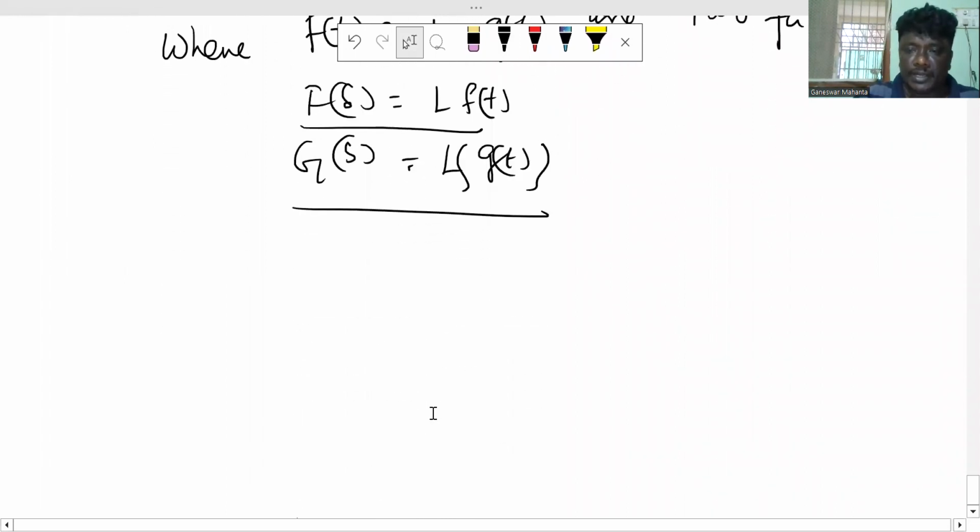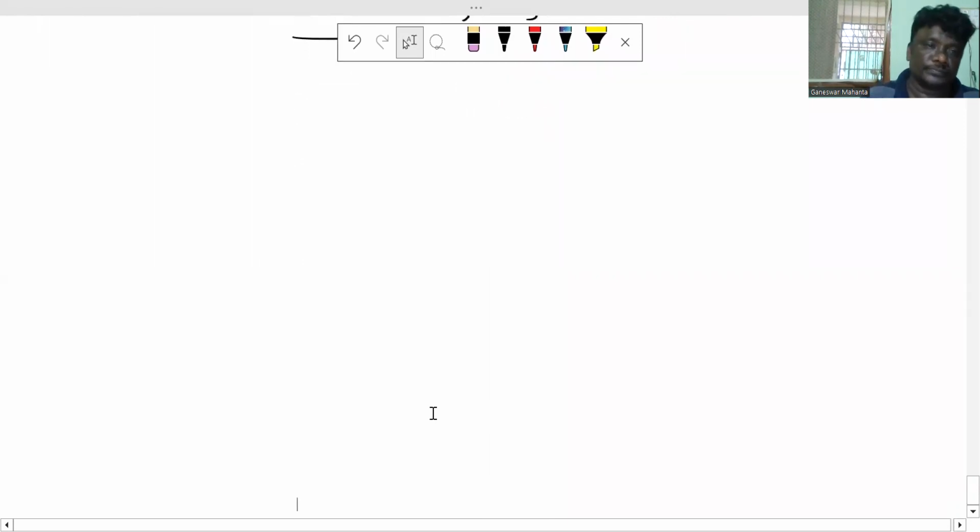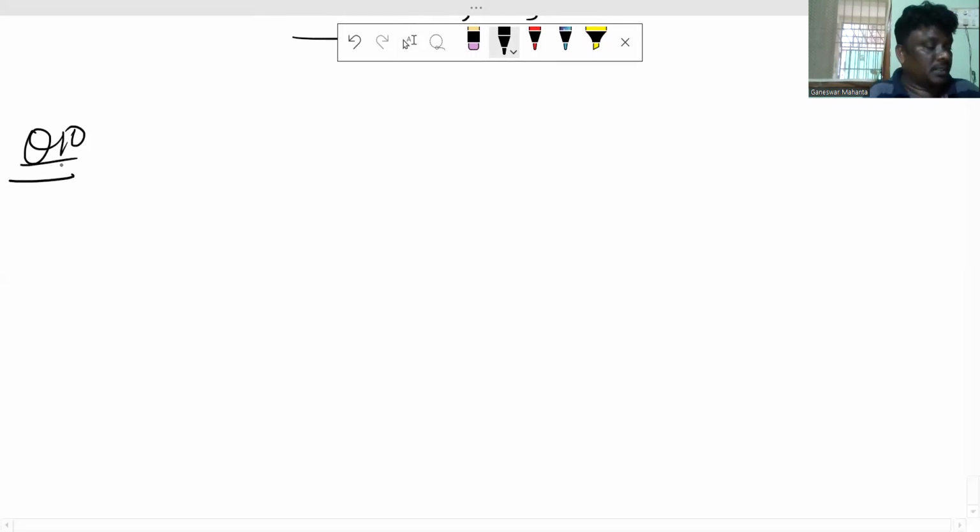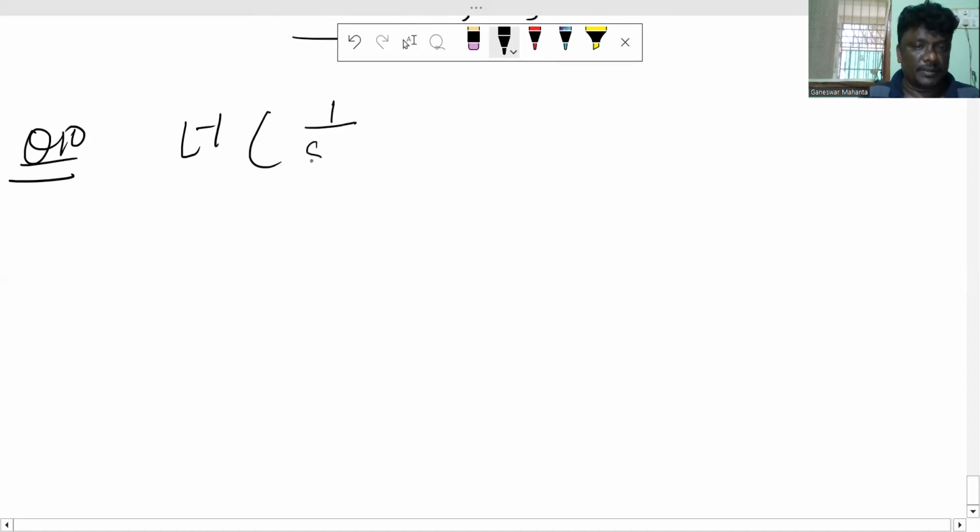Question number 9 and then question number 10. What is another convolution theorem example solved by using the convolution theorem? Solve the inverse Laplace of 1 by s square into s minus 1.